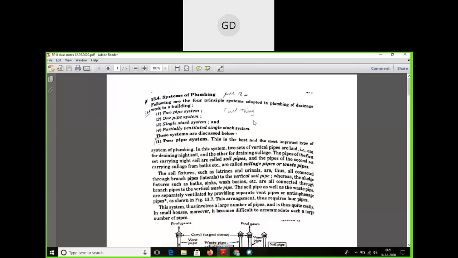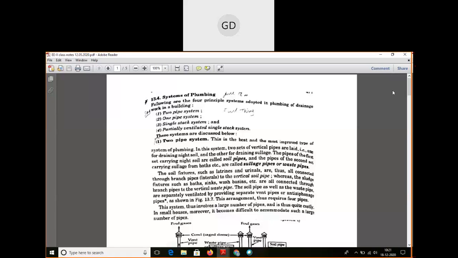Okay, so last class, I think we have done about traps, right? We have done about the traps. Next, this module is almost complete. This is the last topic, and then we will start your last module, that is solid waste management.